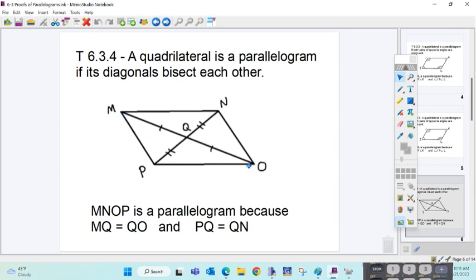Connect here to here. They do bisect each other. The diagonals will bisect each other. So the way that this is different is that if you know that the diagonals bisect each other, then you know you have a parallelogram.